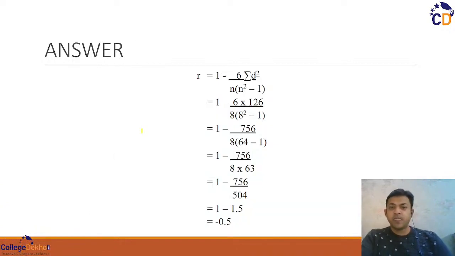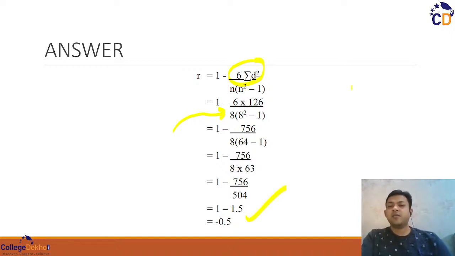So if you remember, summation d square was 126. We multiply 6 with that. 6 is a part of the formula. The number of data provided to us is 8. Number of pair values is 8. So my formula is 1 minus 6 times 126 divided by 8 times 8 square minus 1. Simplifying which we get negative 0.5.